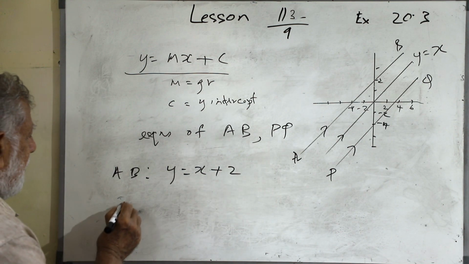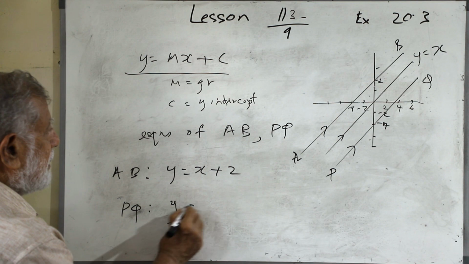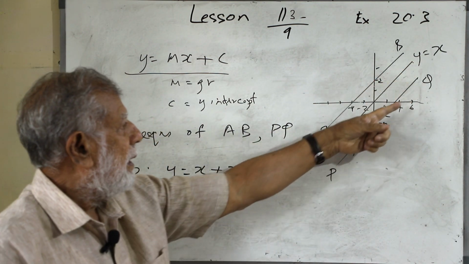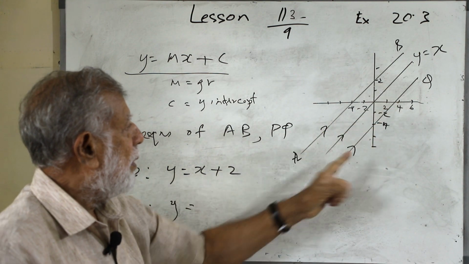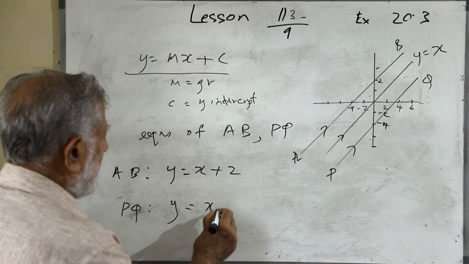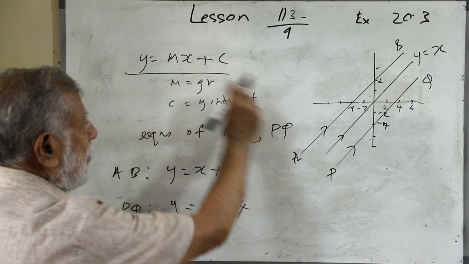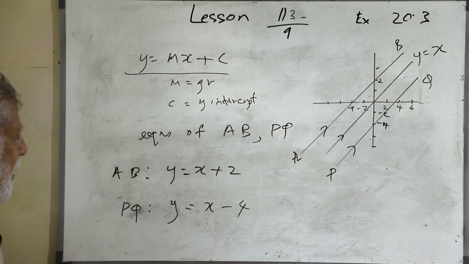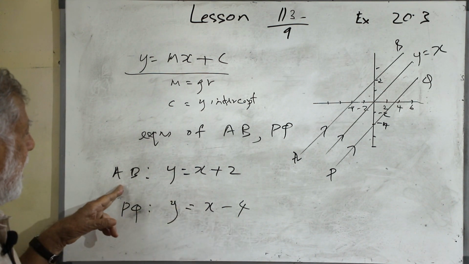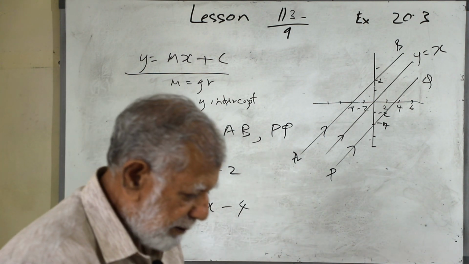Same way, we will take PQ. The equation of PQ equals y equals, now it is parallel to the line y equals x. So, definitely the gradient of PQ is also 1. So, 1x. And it is going through minus 4. So, x minus 4, because plus c, the y-intercept is minus 4. So, the equation of PQ is y is equal to x minus 4 and the equation of AB equals x plus 2. That is all on question 7.